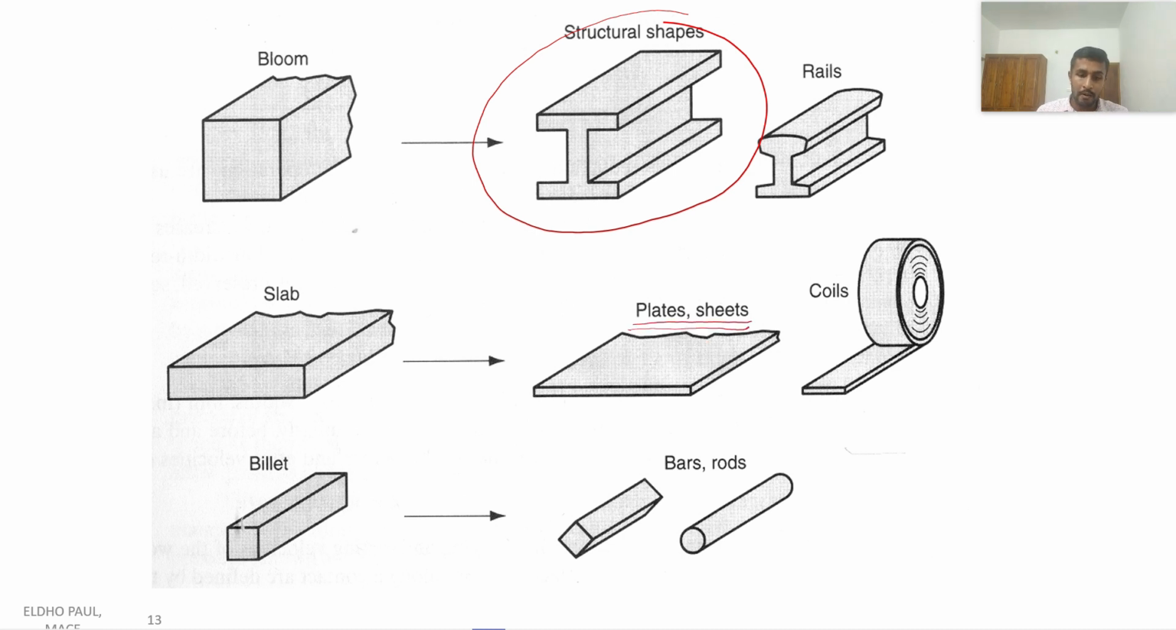And also, we can make coiled sheets using slab by reducing the thickness to a very low value, less than 6 mm. If it is sheet, it is less than 6 mm; greater than 6 mm, it is plate. Using billets, we can make bars and rods, etc. So varieties of products can be made using the rolling process.